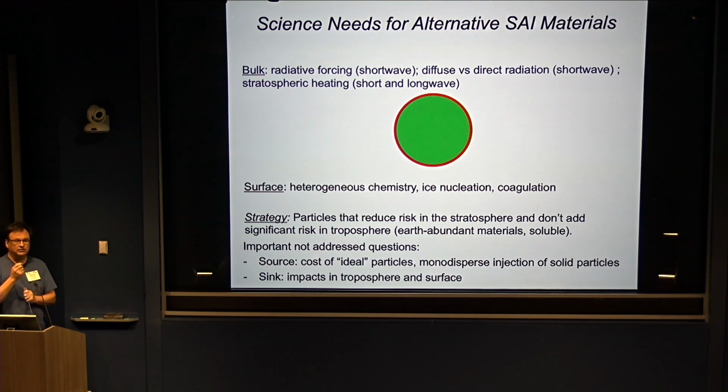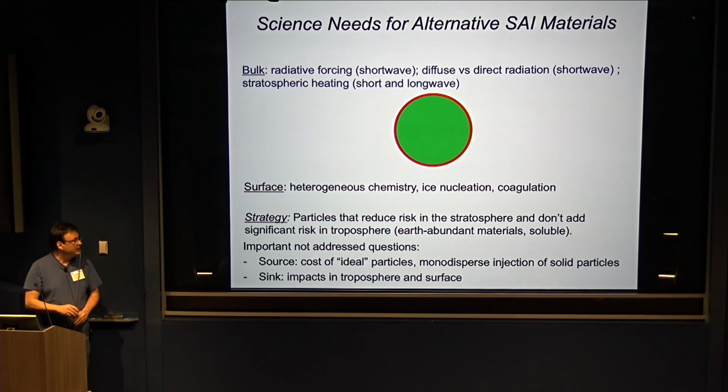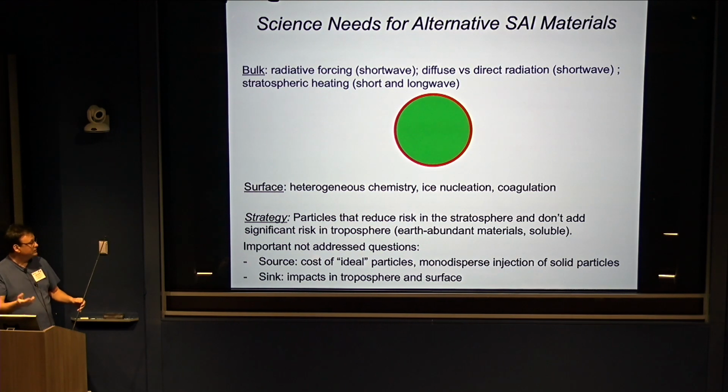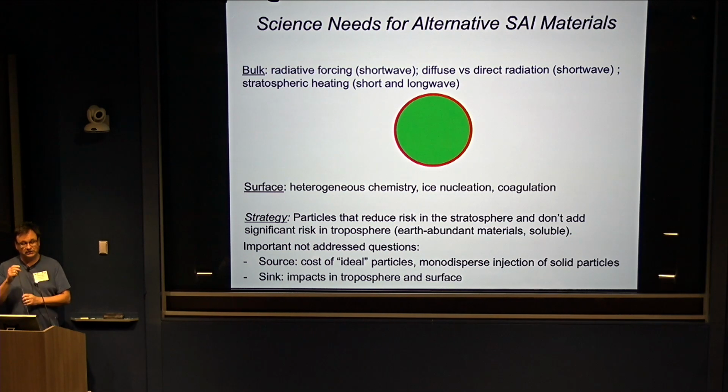The last thing I want to say about the strategy for these alternative materials is that, of course, the only reason to study them is that you think you can reduce risks of some form, all right? That is stratospheric heating, perhaps ozone, and the other important caveat is that they don't add significant risk in the troposphere.